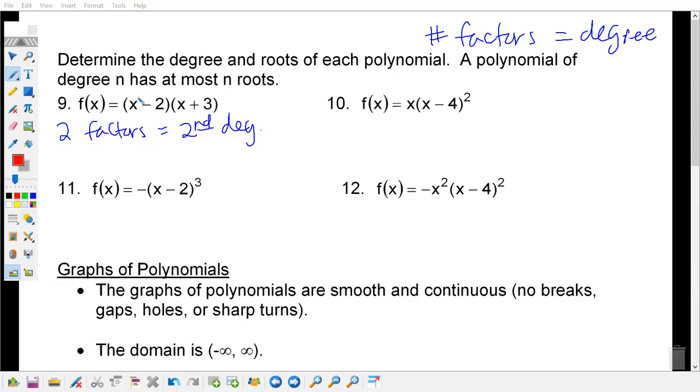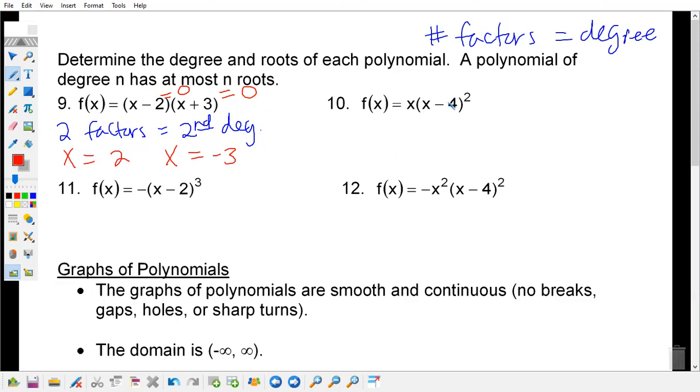Okay, then it says, what are the roots? Your roots mean that you're taking your factors and setting them equal to 0. If I set x minus 2 equal to 0 and x plus 3 equal to 0, what does x equal? 2 and negative 3. That's the answer. It's a 2nd degree polynomial, and its roots are x equals 2 and x equals negative 3. Because negative 3 plus positive 3 equals 0.